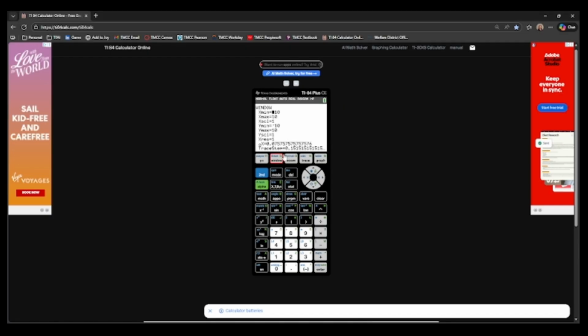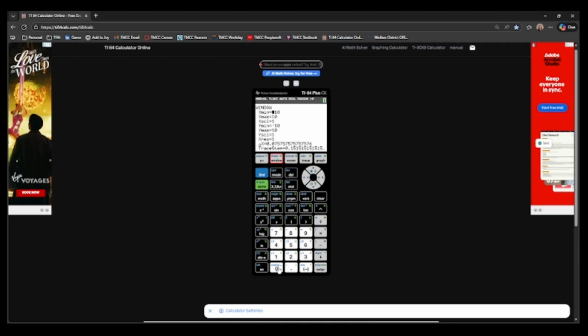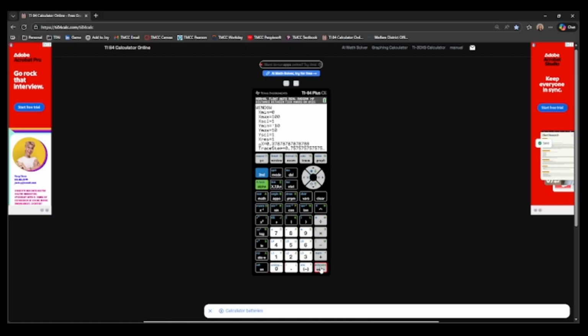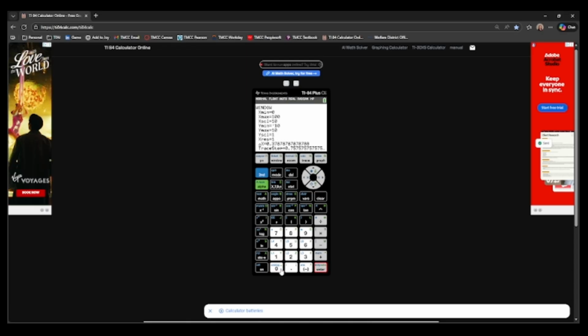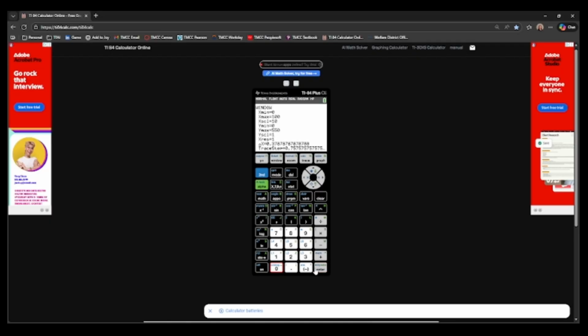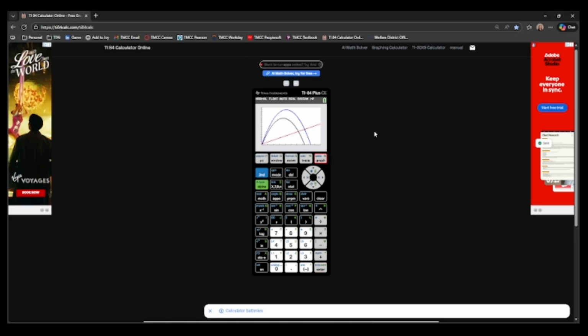So if I go to my window, the x minimum was 0, the maximum is 100. And the next line tells us, well, how do we want to count by on our axis? I don't want to count by 1. I'd end up with 100 tick marks on my x-axis. So let's count by 10. Our y minimum is 0. The y max is 550. And for a y scale, let's count by 25s. And we graph it, and there it is.